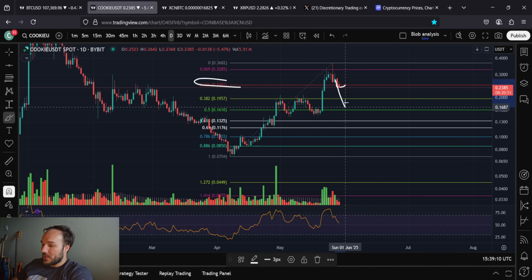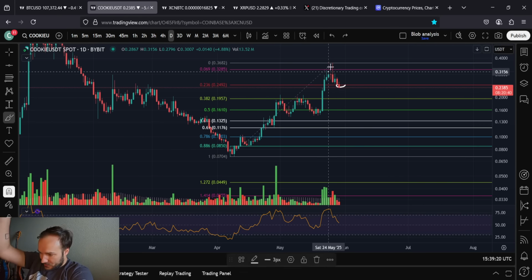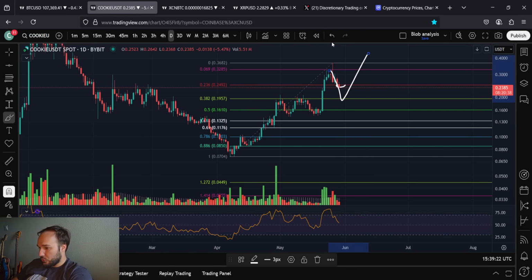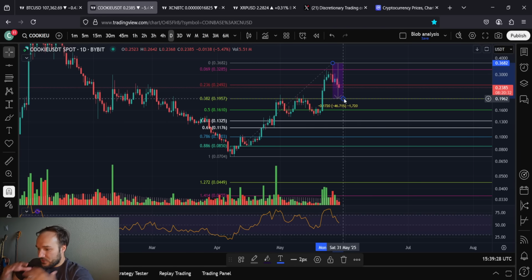You either go to the 382 and bounce, or you go lower. But you at least go here. In very strong movements up, you expect to find support at the 382. That's just normal behavior. If we're looking at Cookie DAO, speaking of normal behavior, from a high to a low, it's a 46% drop. That's right within the range of normality as far as drops go for Cookie DAO, even in uptrends.